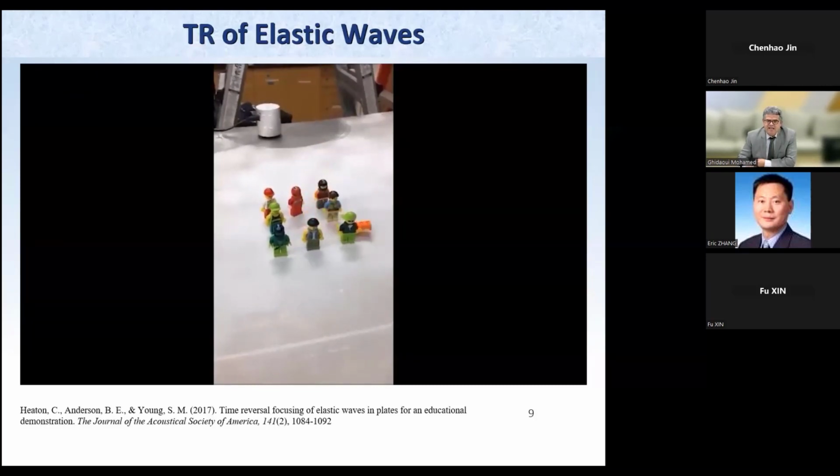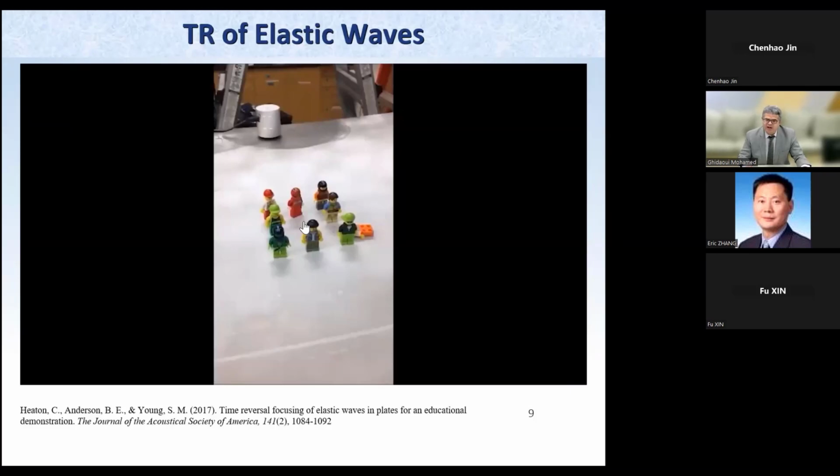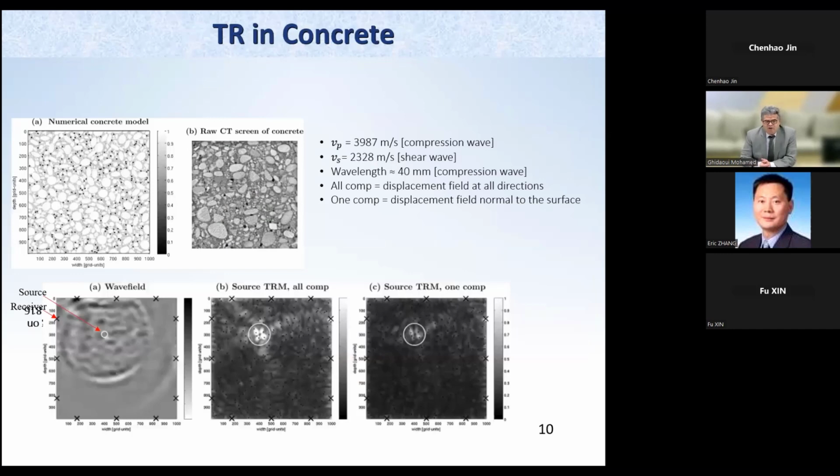So again, the stress wave was initially sent from here, it was recorded there, and when it was sent back, it only focused back on the figurine or the location where it was sent. So these waves are also time reversible. Interestingly, this is why the title says beyond.